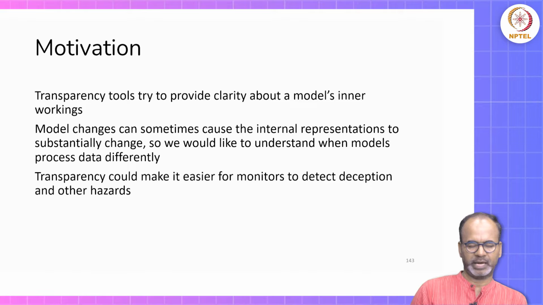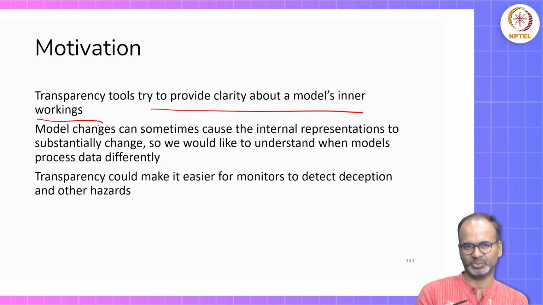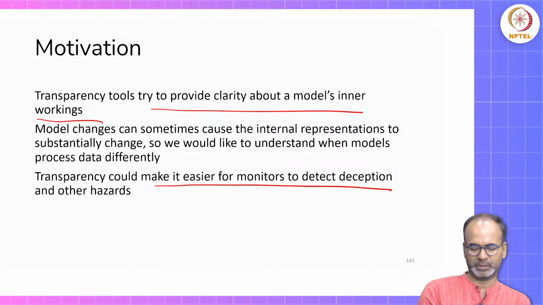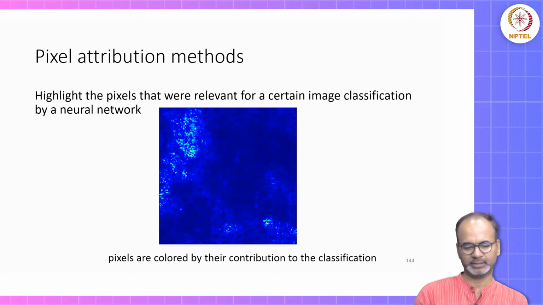Then we came to a topic called transparency. Again, transparency is around the idea of providing clarity about models' inner workings. Interpretability also, when we saw it, we gave a very similar definition of what the model is actually doing. So transparency could make it easier for monitors to detect deception and other hazards. If you know what the model is doing and why it is doing it, it's easy to actually find out, right?